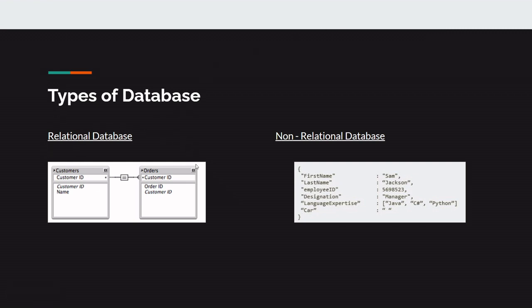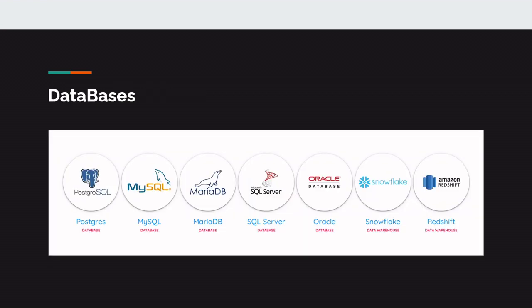So let's dig deeper into the relational database and see what different databases are available to us. There is Postgres, MySQL, MariaDB, SQL Server, Oracle, Snowflake, and Amazon Redshift. In this tutorial, I'm gonna use MySQL database. Once you have gotten a grip on this, it would be easier for you to switch between different DBs because it's just a difference of syntax.